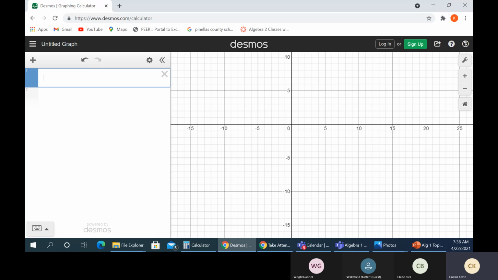So we've got a parenthesis, we've got 2x plus 5, and then square it. Not hitting the shift key fast enough. So there's our graph.